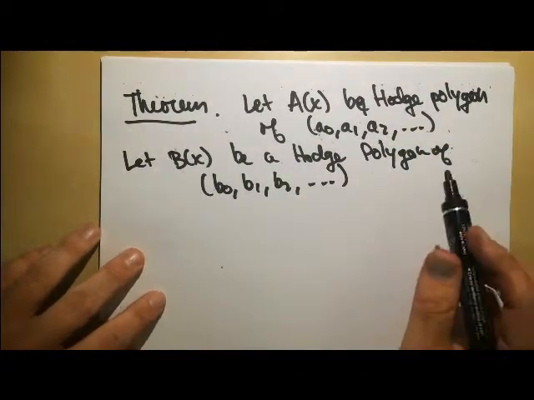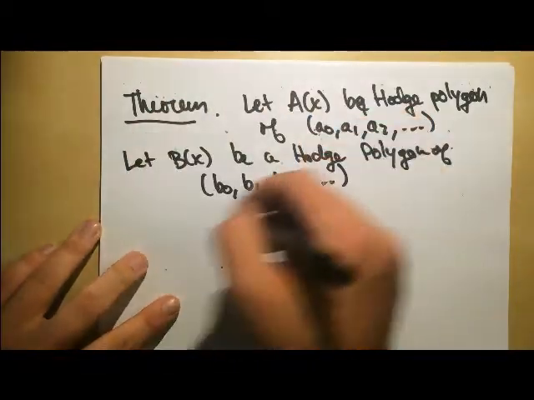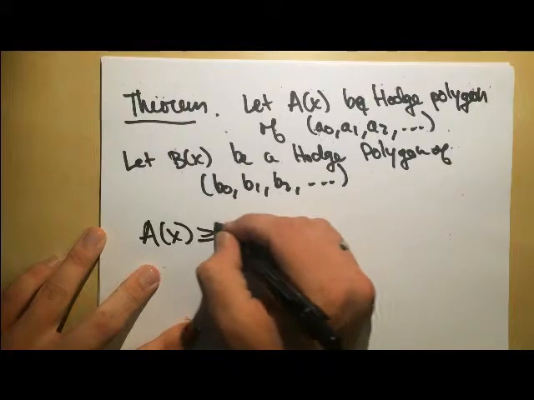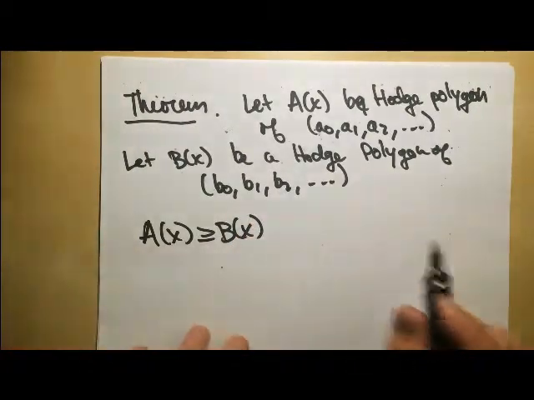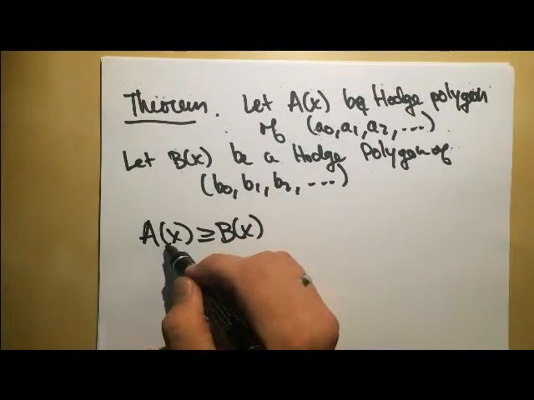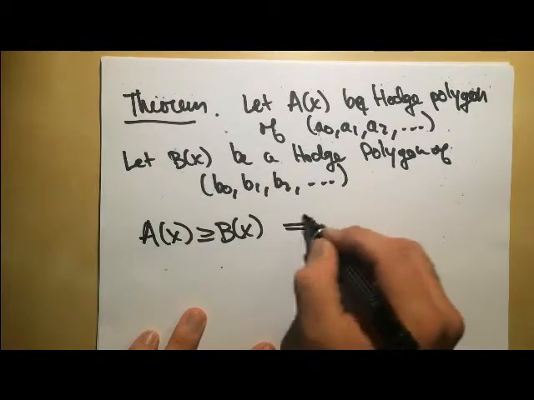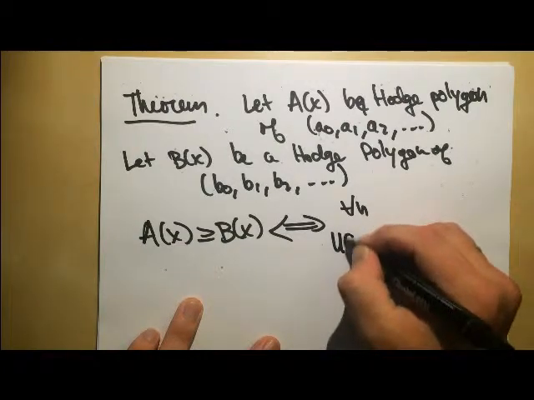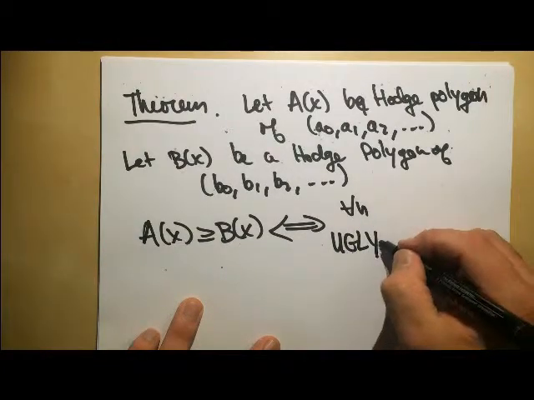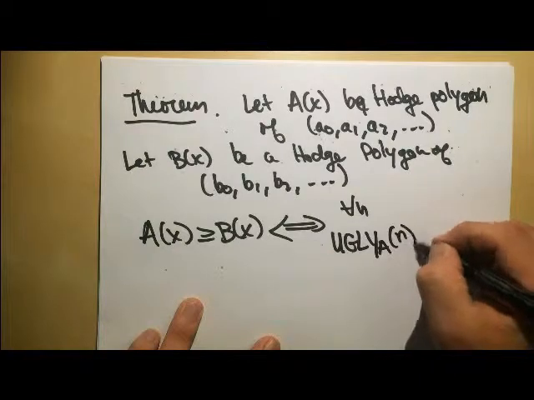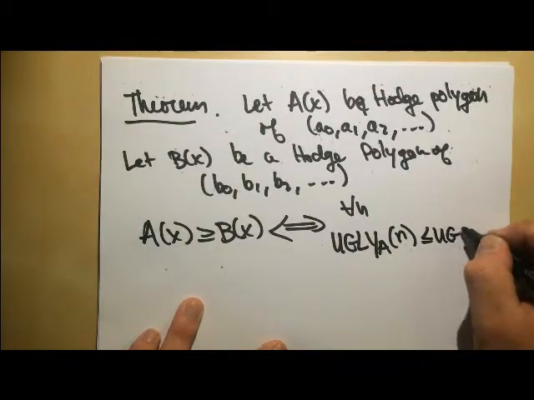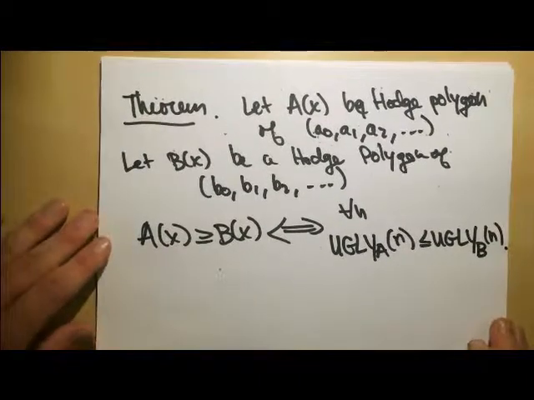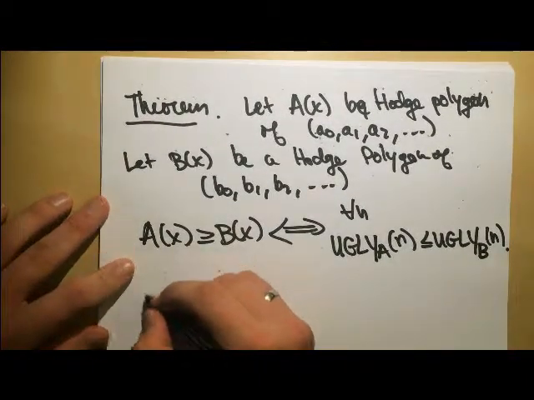And it says the following. So we're going to have this criterion, and it's simple, nothing is really used here at all. It says that one Hodge polygon is going to be above the other if and only if for every n there's going to be a certain ugly inequality. The ugly inequality for A is going to be less than the ugly inequality for B. Okay, so we're going to have two ugly things. Let me explain what this ugly thing is.